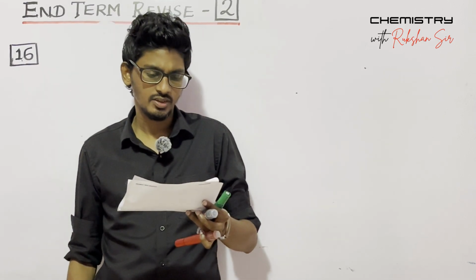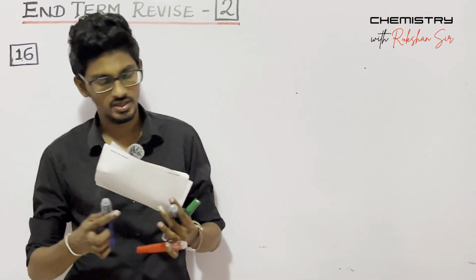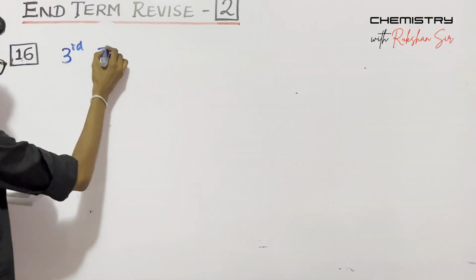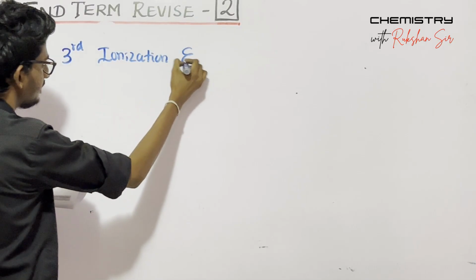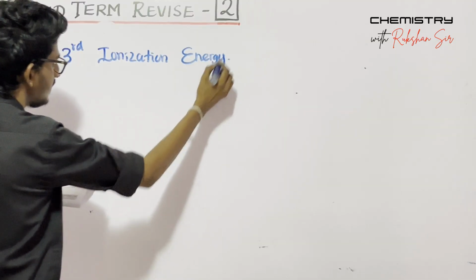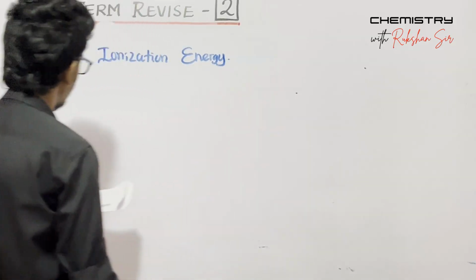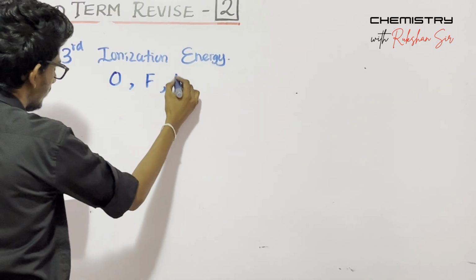Of the three elements O, F, and Na, which one has the highest third ionization energy? So this is regarding the third ionization energy. We have O, F, and Na. The atoms are oxygen, fluorine, and sodium.